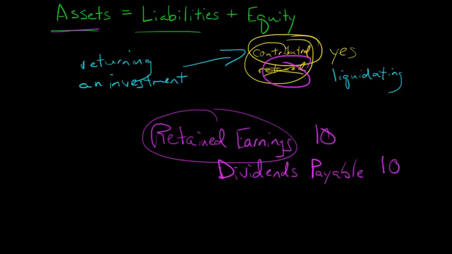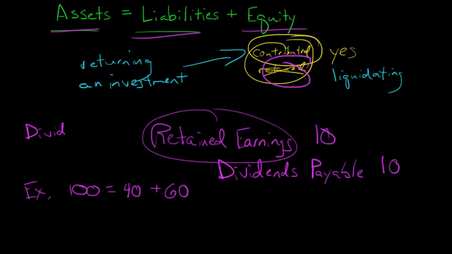So if we think about it in terms of our assets equals liabilities plus equity, let's think of it like this. Let's say in our example that the firm had $100 in assets equal to, let's say, $40 in liabilities plus $60 in equity. And then you have this dividend of $10. So what happens to the assets, to the equity, and everything? What's going to happen is this. We're going to go down to 90 in assets, 40 in liabilities. That stays the same. And now we've got 50.